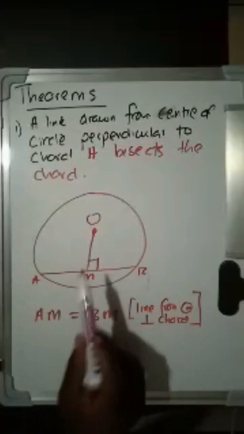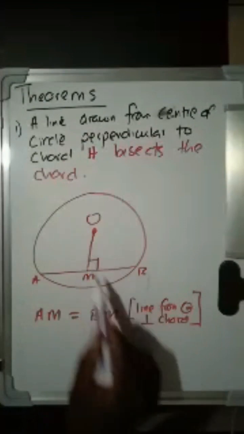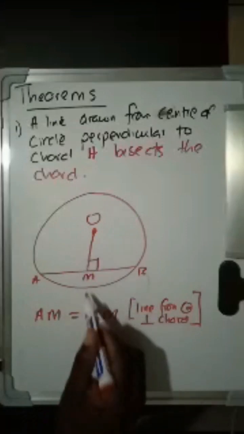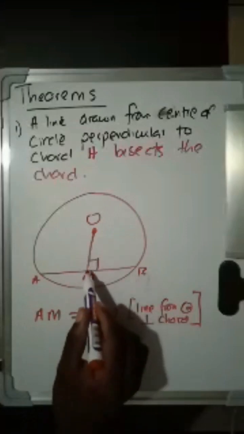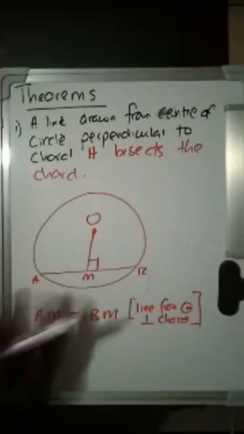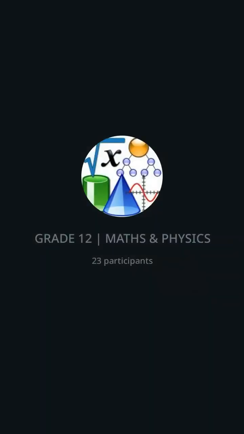Once you see that we have a line that is from center to the chord, it can pass through the chord to the circumference or pass and go outside the circle. But as long as it is from the center and it is perpendicular to the chord, then know that this line bisects the chord. This one has a proof, but we are not going to do the proof, because if you start doing the proofs now, the whole lesson is going to end while we are doing proofs. Okay? We move on.